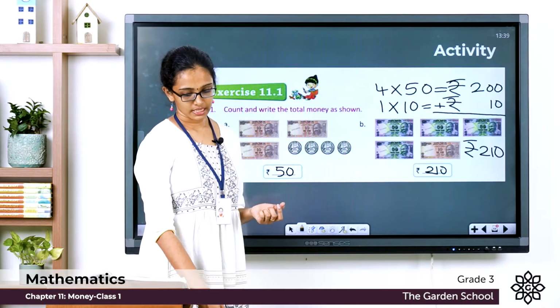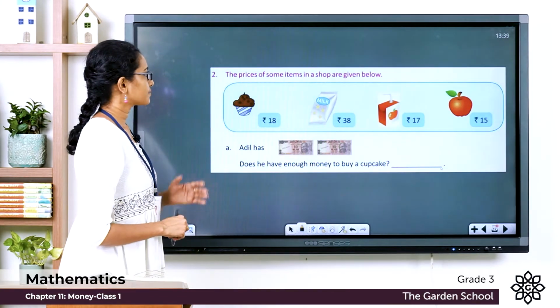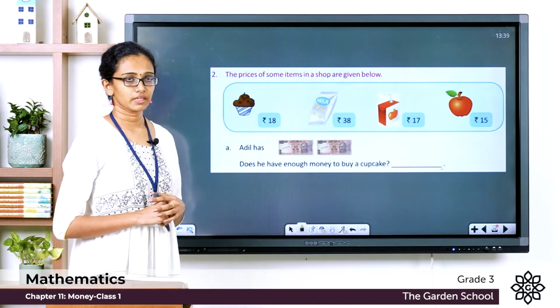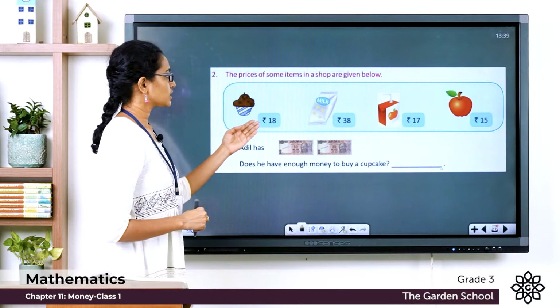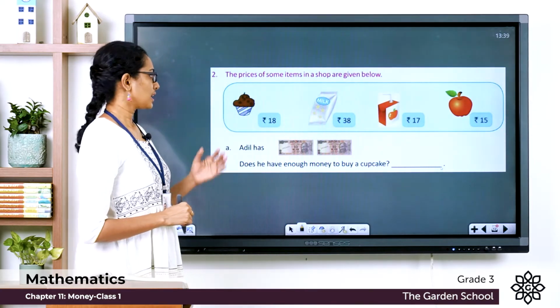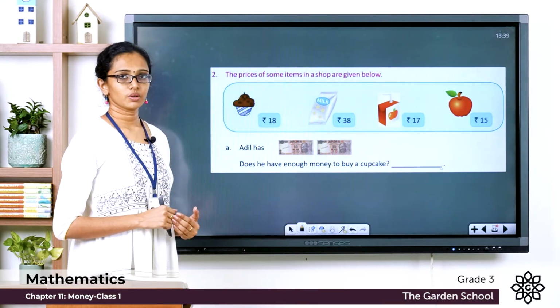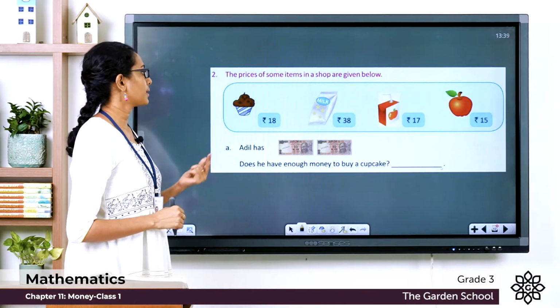Now let's move on to question number 2. The prices of some items in a shop are given below. You can see the picture of a few items given and the price of each item is also shown there. And there are 3 questions given below that. Let's go through each question one by one.